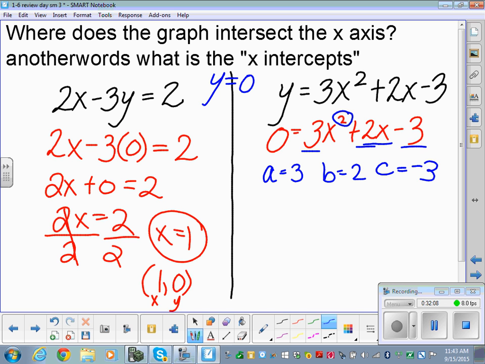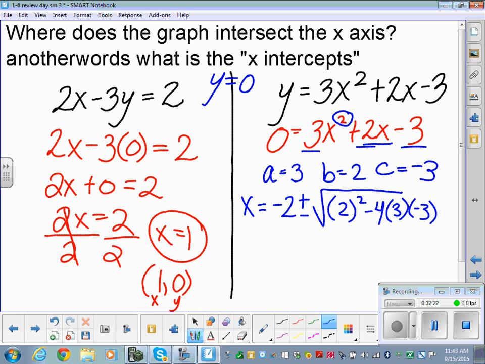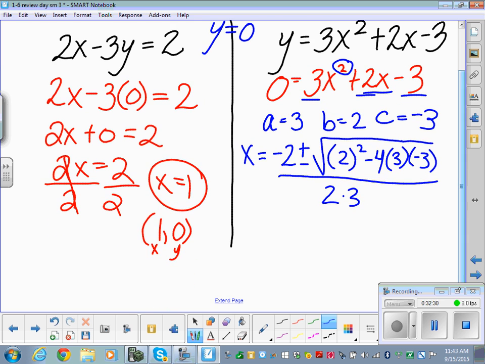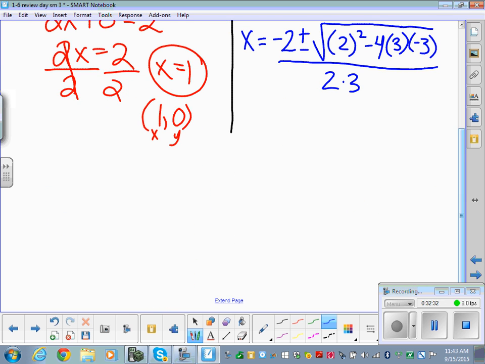And the quadratic formula, x equals the opposite of b. So -2 plus or minus the square root of b squared, 2 squared, minus 4 times a. A is 3 times c is -3. And that's all over 2 times a. 2 times 3. Okay, so I need some more room here really quick. Okay, so quadratics, guys, we can't just solve them quickly. We got to really do the math behind it.